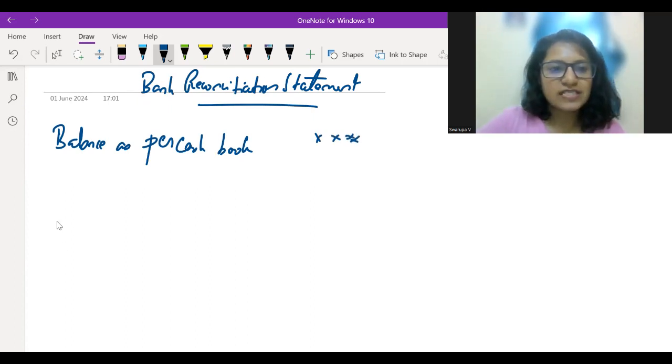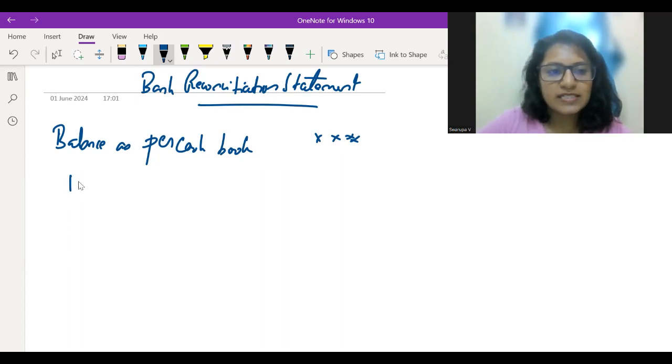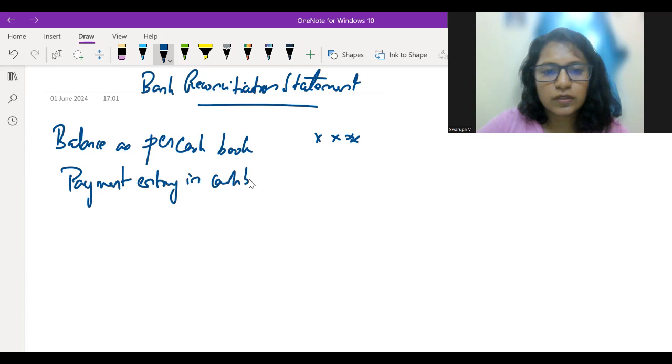So all the entries can be divided into four categories. There can be different adjustment entries, but all the adjustment entries can be divided into four different categories. The first one is payment entry in cash book, not in bank.